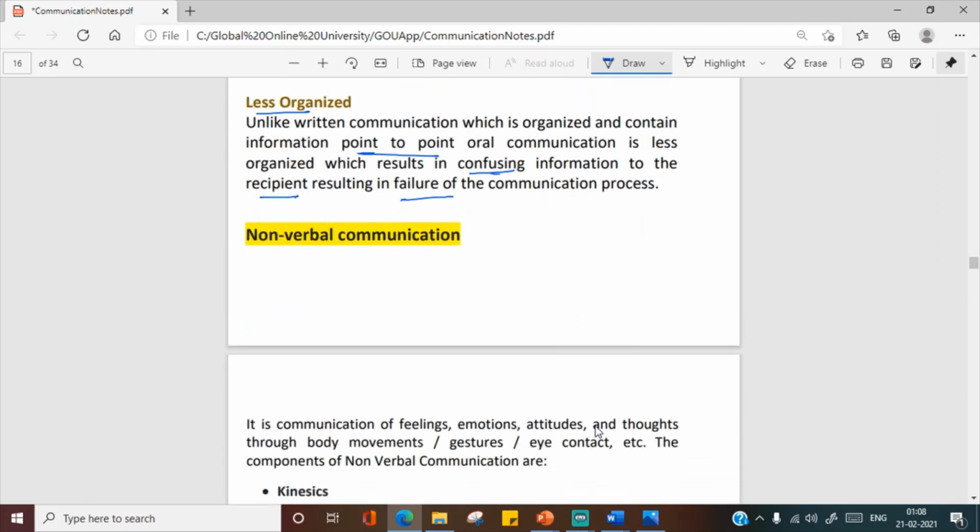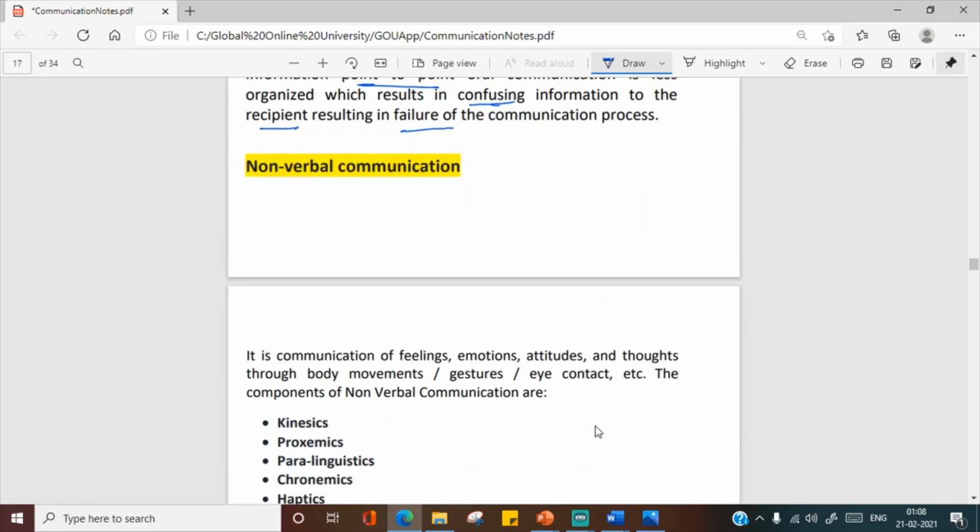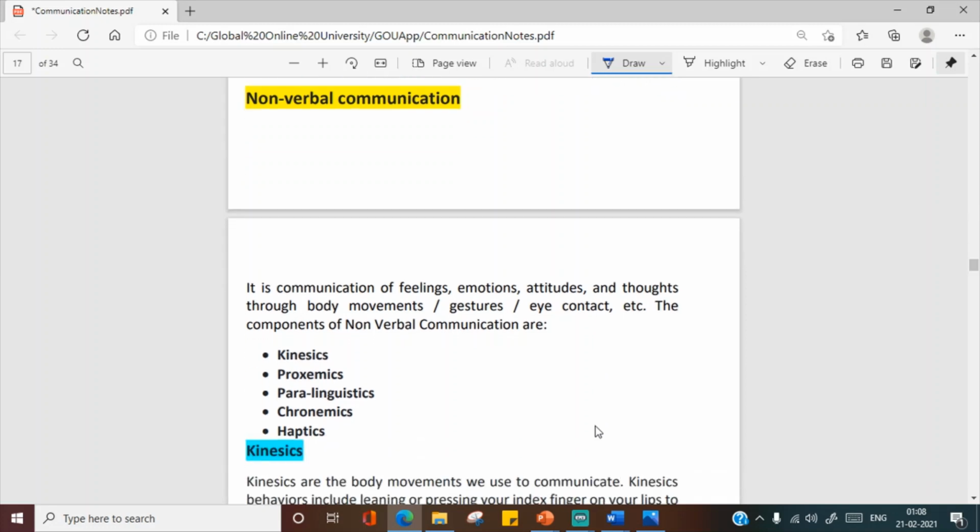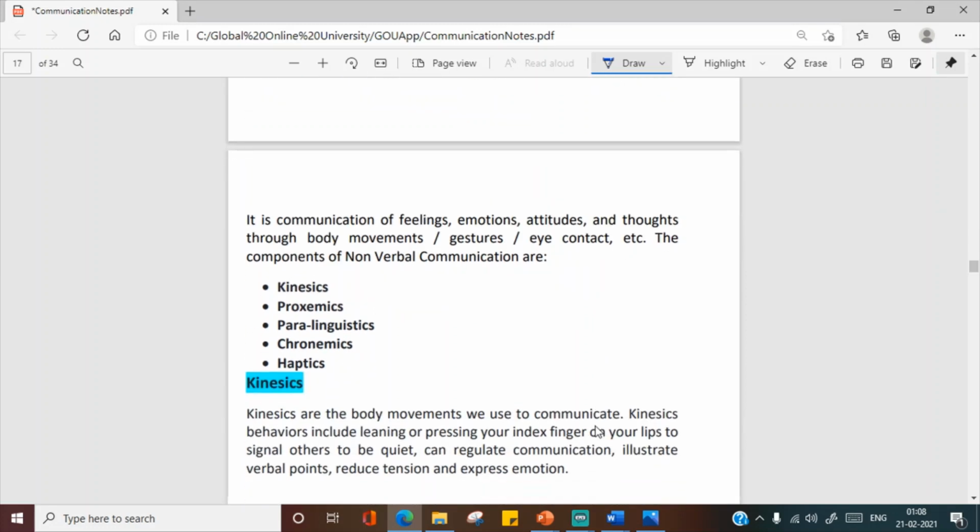The other type of communication is non-verbal communication. Non-verbal communication is communication of feelings, emotion, attitudes, thoughts. How are they being transmitted? Through body language, like movements, gestures, eye contact, etc.